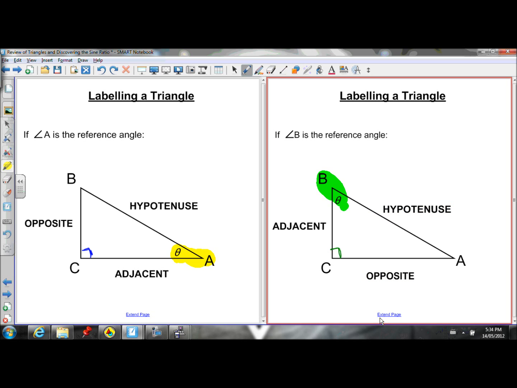I could also look at the ratio of the adjacent over the hypotenuse. That would be another ratio I could look at. That's called the cosine ratio. Or I could look at the ratio of the opposite side to the adjacent side. That's called the tan ratio, tangent ratio. So those are the three different combinations of sides we can have, so we can look at the ratio of all of those.